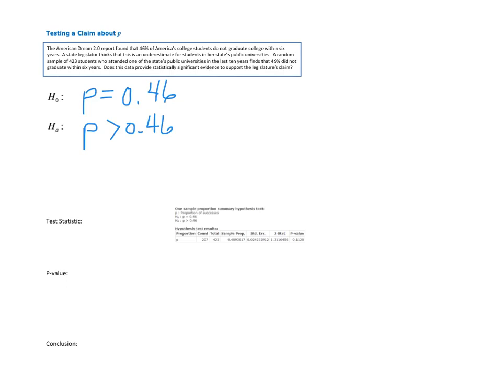So we take a sample of 423 students, and we find that 49% of them did not graduate from college in 6 years. Okay, so that's our sample proportion. And the overarching question is, is 49% close to 46%? If it's close to it, we cannot throw out the null hypothesis. But if we find it's very different, not consistent with that claim, we will toss this claim out and go with the alternative hypothesis instead.